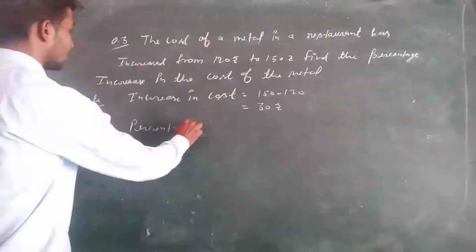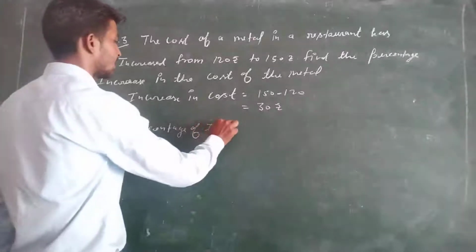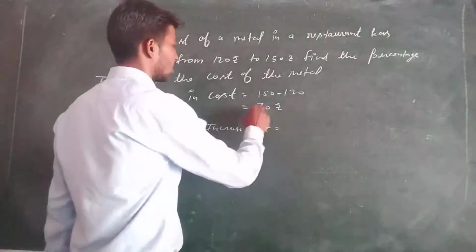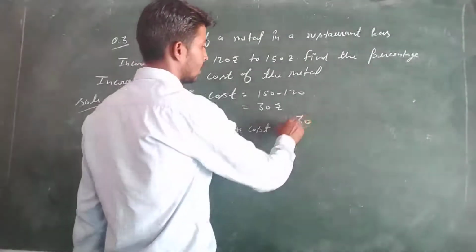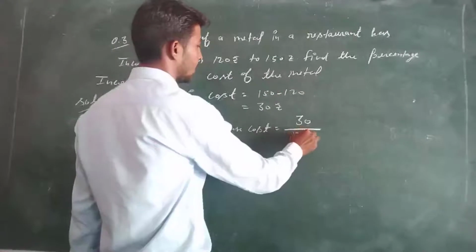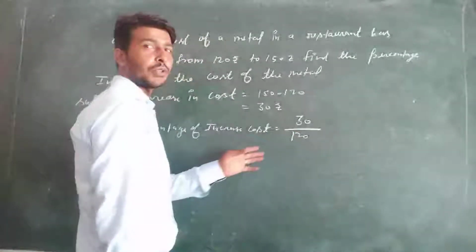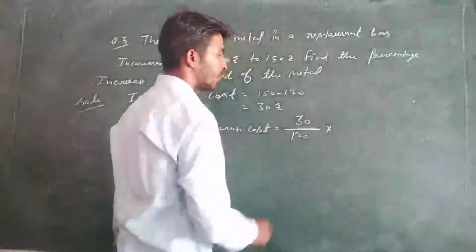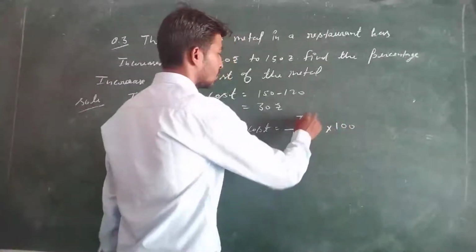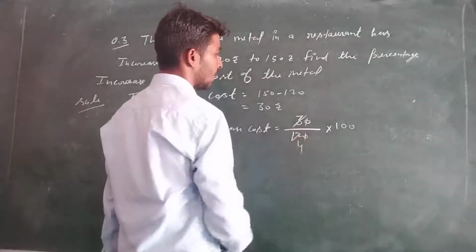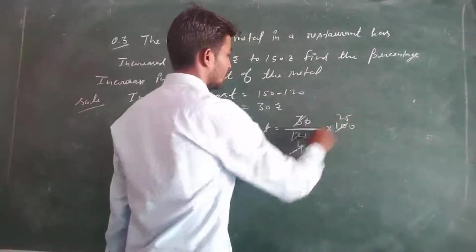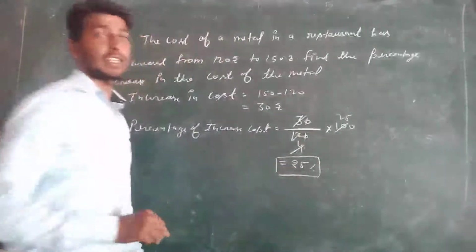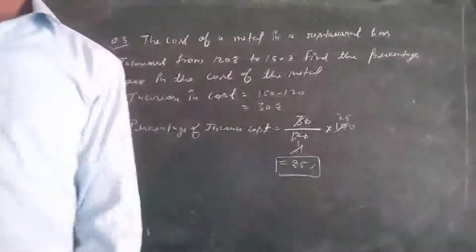Percentage of increase in cost. Okay, so how much is increased? 30, and what was the original cost? 120, and you have to change it into a percentage, then you have to multiply by 100. So 30 by 120 is 1 by 4, and 4 into 25 is 100. So 25% is the increase in the meal cost.